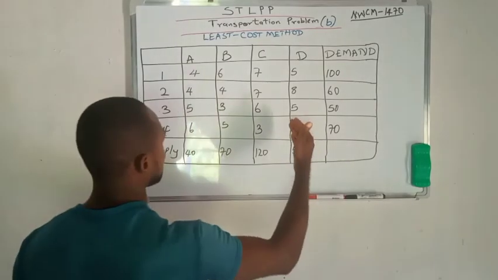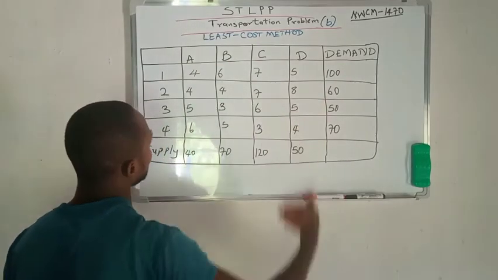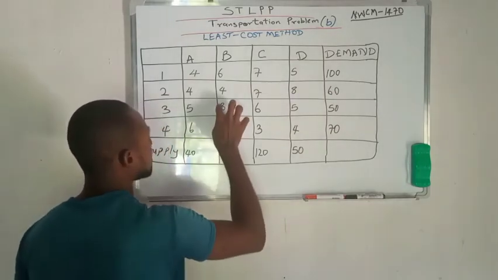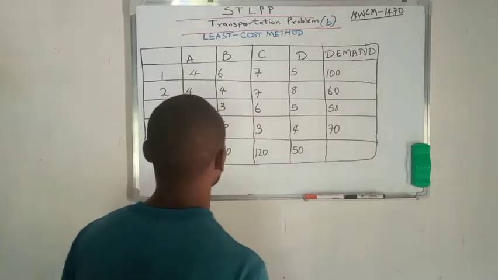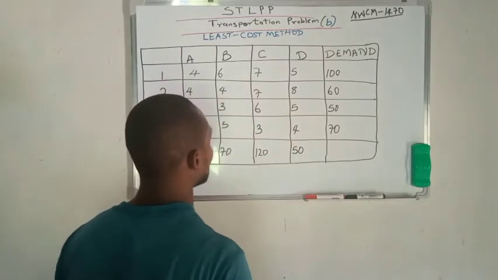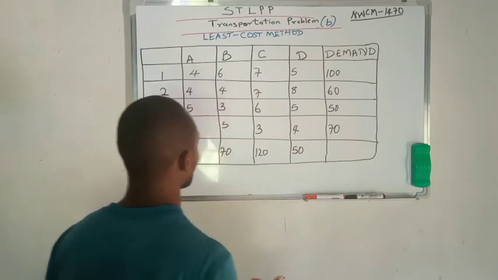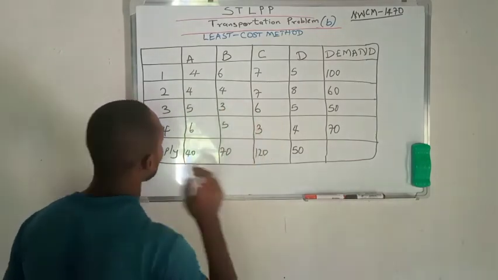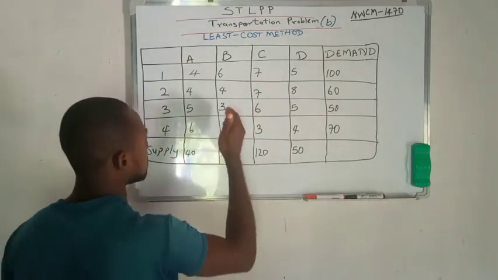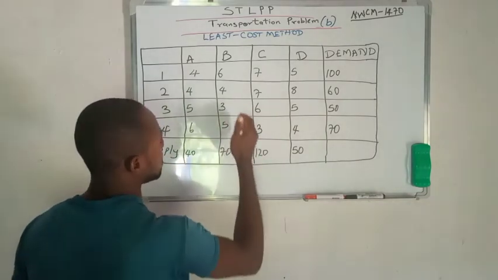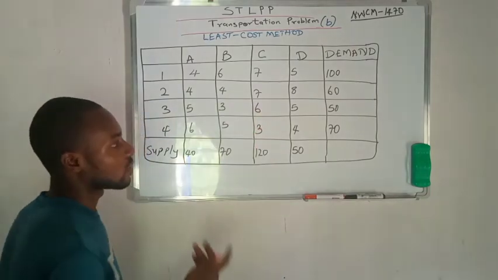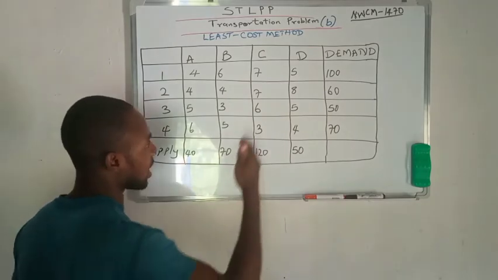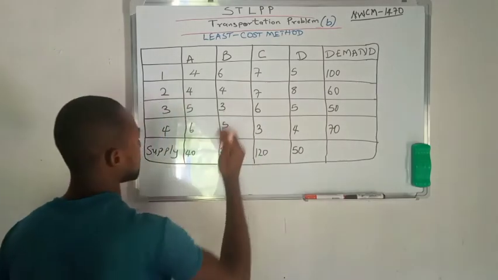In the least cost method, it says go through all the costs in your table and then pick the smallest cost that we have. Right here we have 3. All through the table, the smallest cost that we have here is 3. We have 3 here and we have 3 here, so it doesn't mean much. We just pick one of them and go with it. So let's pick this one that is here.